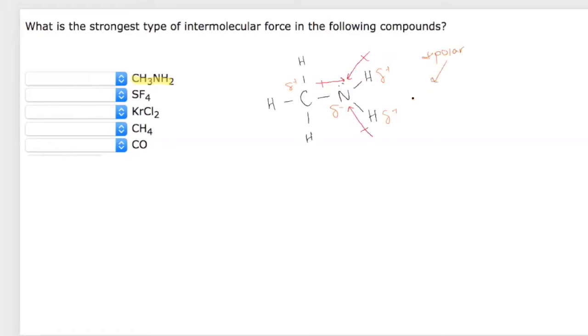So if it's polar, we can either say that it's going to be dipole-dipole or hydrogen bonding, and that is determined by whether or not there is an HFON bond. We see here that we have two nitrogen-hydrogen bonds, and so there is an HFON bond. The strongest intermolecular force is H bonding.